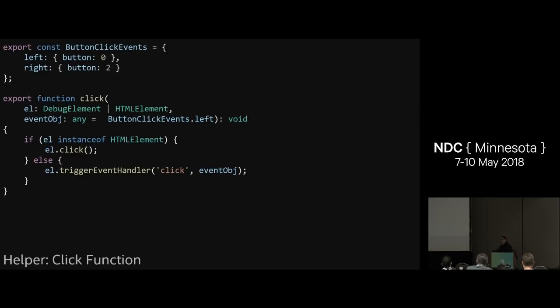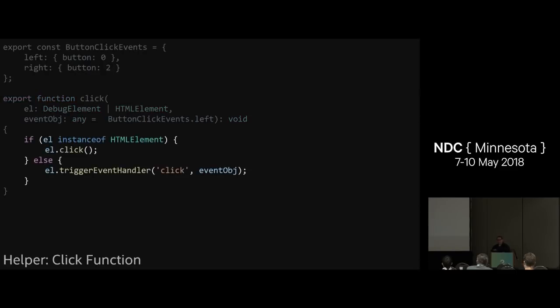From a helper standpoint, for my click event, I need to know what button I'm actually clicking on. Am I doing a left button? Am I doing a right button? And I'm assuming the middle button is 1, because left is 0 and 2 is right. Then for my helper, it can either be a debug element or an HTML element, and I can pass in the event. By default, it's going to be a left mouse click.